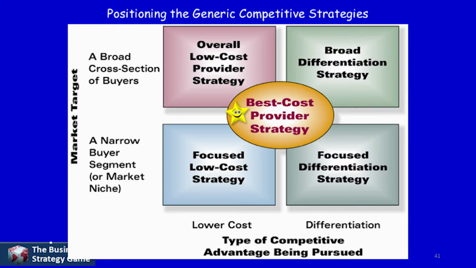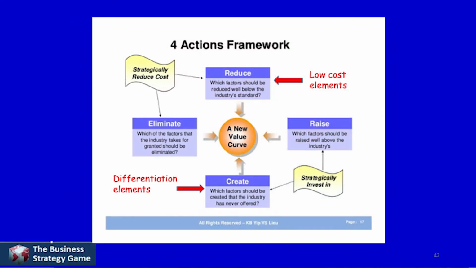Now, in order to visualize this, the next slide shows what the authors of Blue Ocean say is a 4-action framework. And what this does is to deal with the two dynamics of the low cost, low price and the differentiation strategies. And in this slide, you'll notice in the lower left-hand corner, it says differentiation elements. In the upper right-hand corner, it says low-cost elements.